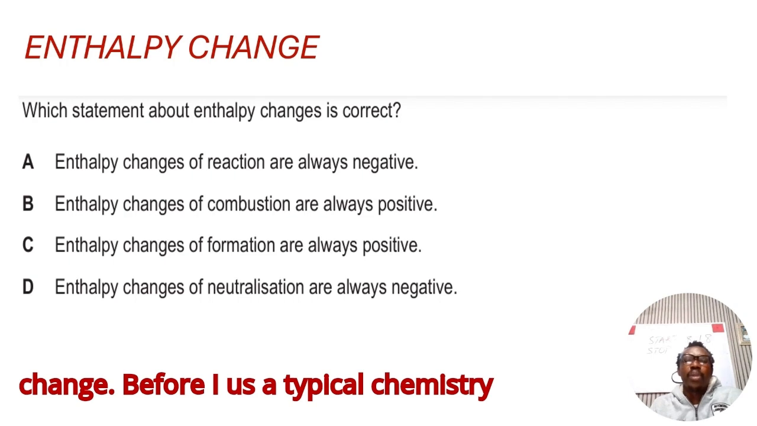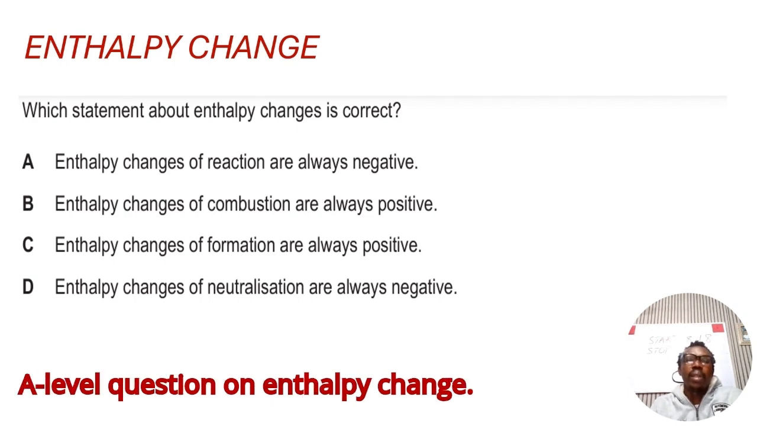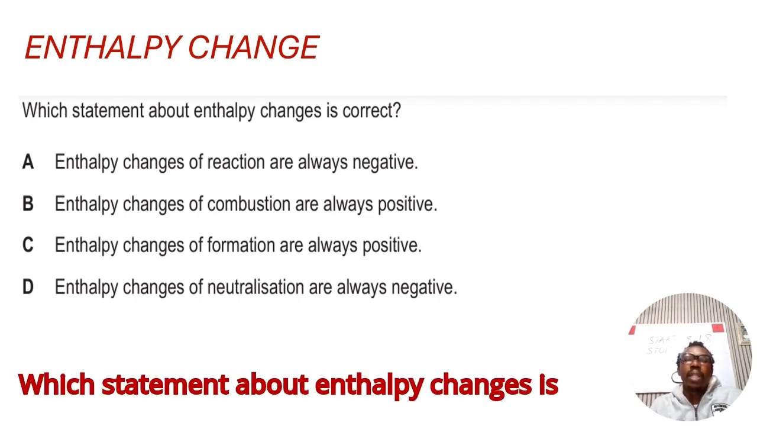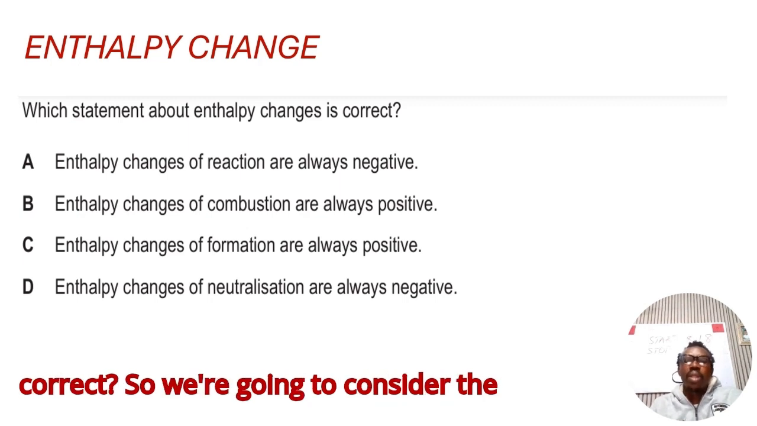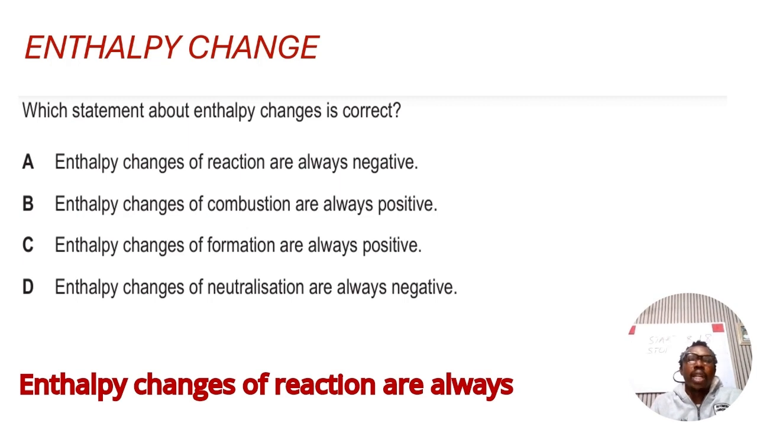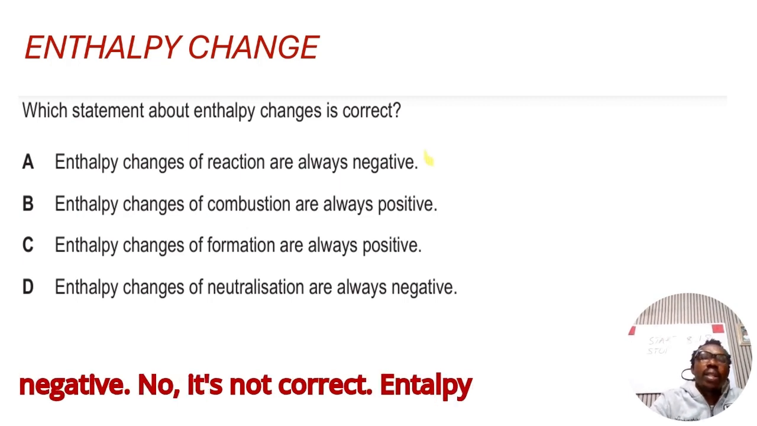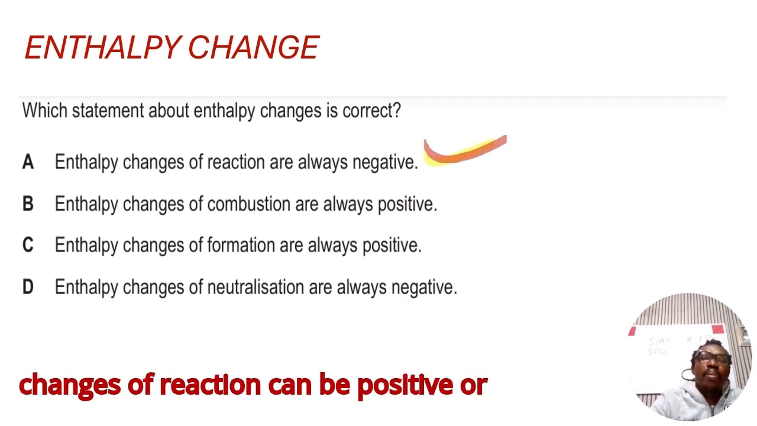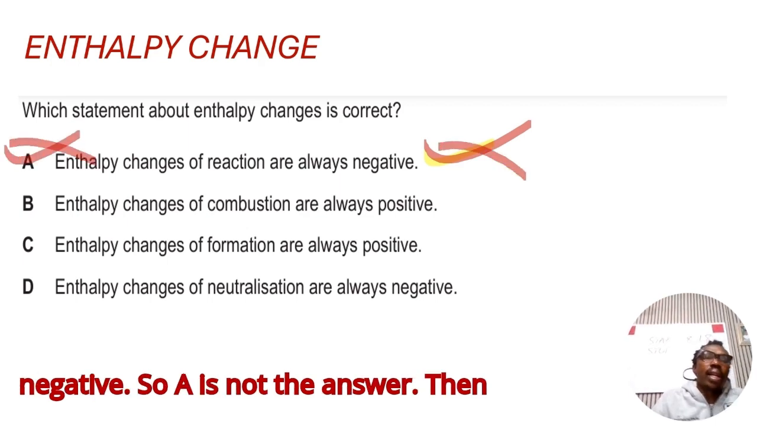Before us, a typical chemistry A-level question on enthalpy change. Which statement about enthalpy changes is correct? So we're going to consider the options. Now let's look at A. Enthalpy changes of reaction are always negative. No, it's not correct. Enthalpy change of reaction can be positive or negative. So A is not the answer.